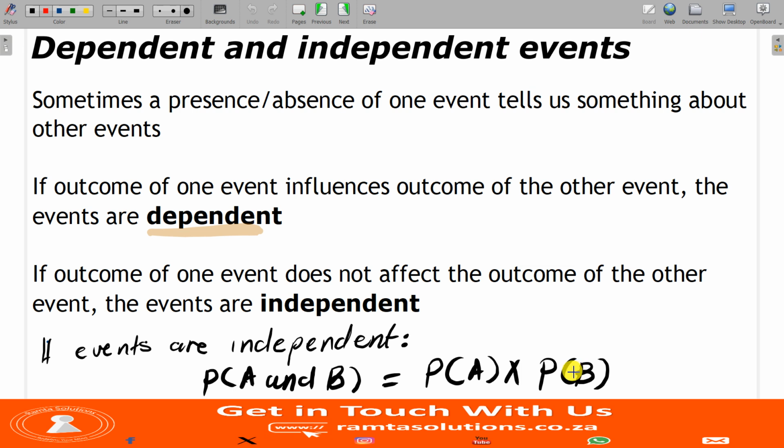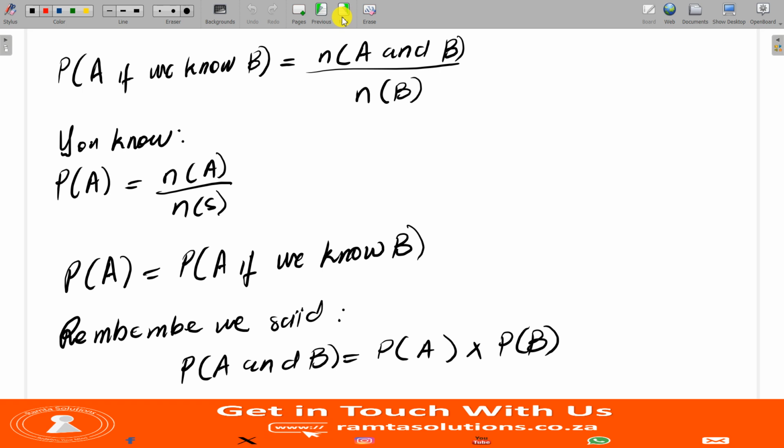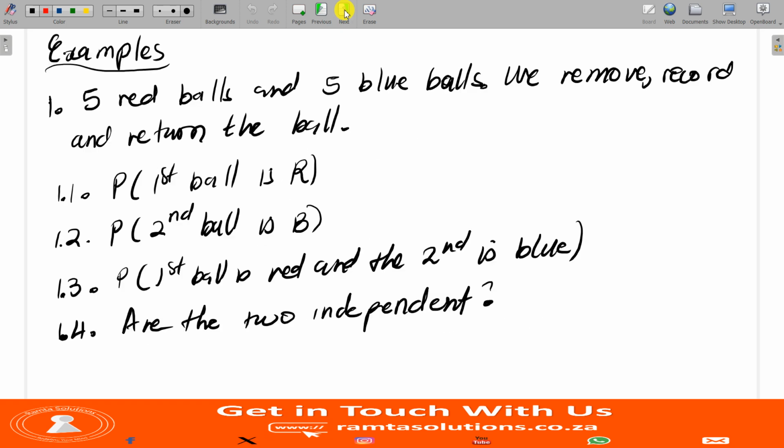Happy? So this is it. This is it, guys. Okay, this is it. Happy? Perfect. Now, we're going to try another example. It's going to be slightly different to this one here.